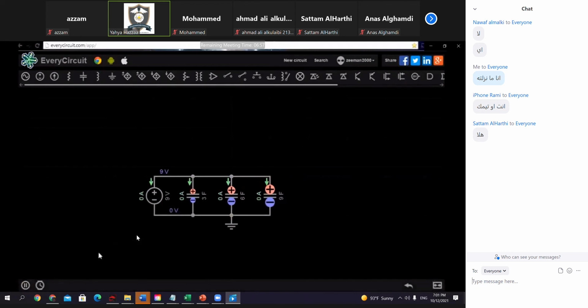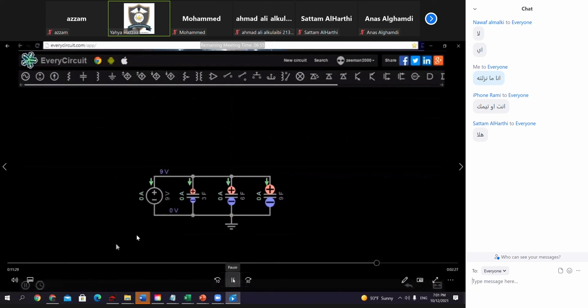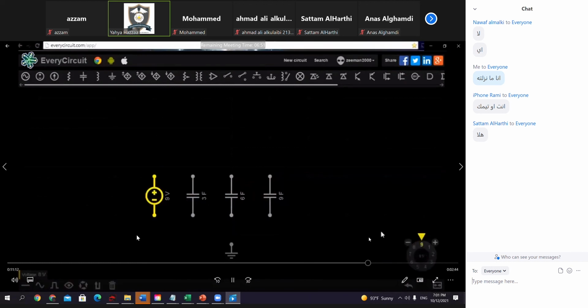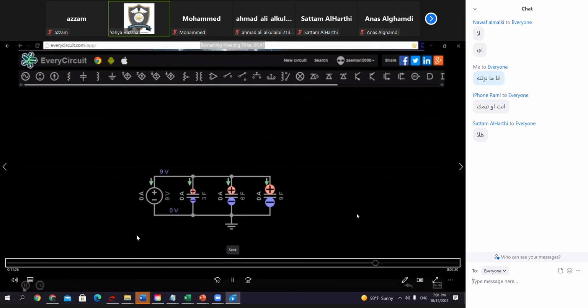No drop in voltage as it passes over each capacitor. And connect all. There is no drop in voltage as it passes over each capacitor.